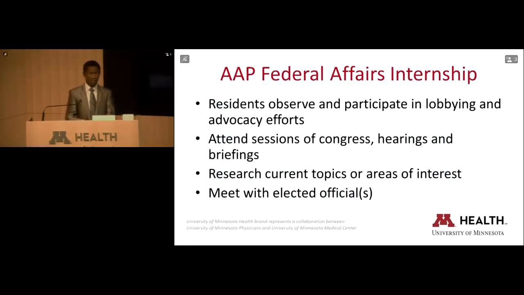So, talking about the federal affairs internship that I got to do, it was at the Federal Advocacy Office of the American Academy of Pediatrics in Washington, D.C., because Washington, D.C. is where the laws in this country are mostly formulated at the federal level. And of course, each state has their own lawmakers and Capitol Hills and all that. And I got to learn a whole lot more about what the process entails for an issue to become a law and how rigorous this process is.